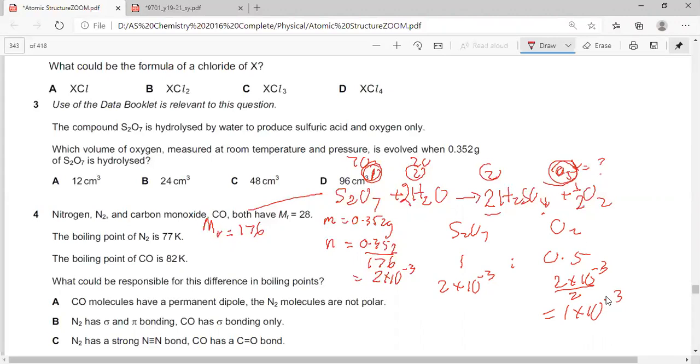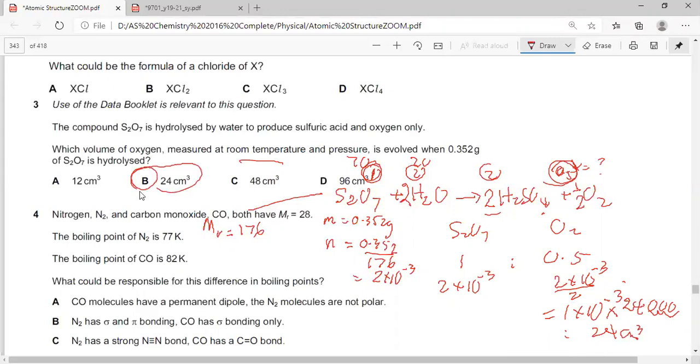So what is the volume at RTP, room temperature, times what? Times 24. Here it is cm cube. This 3 here, so go 1, 2, 3. So it's 24 cm cube. Voila!